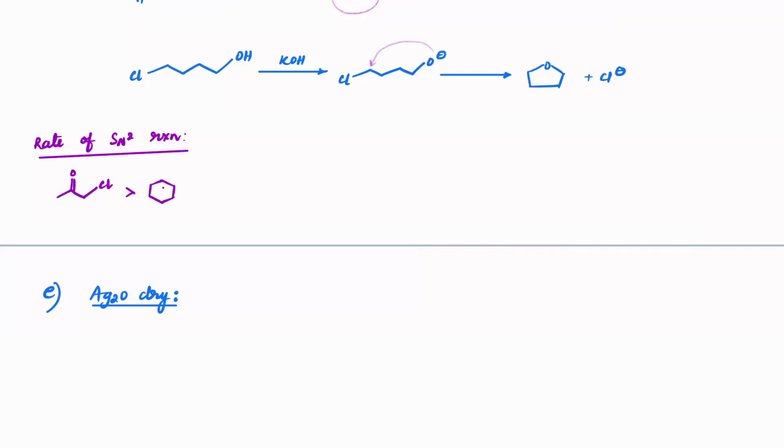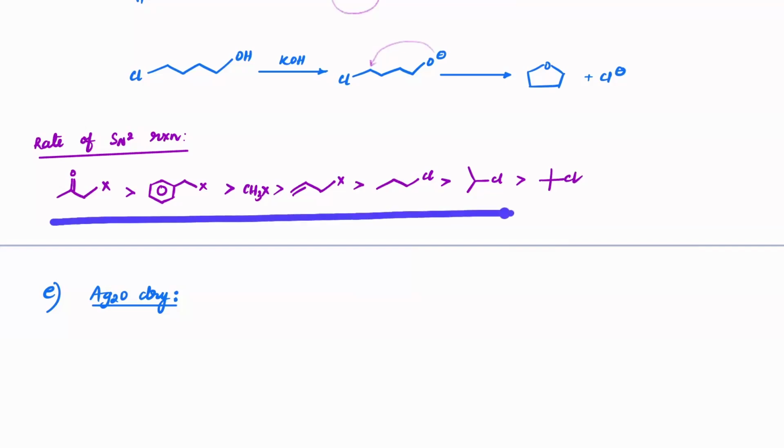Then we have benzyl halides. Chlorides or any halogen here. So let me write down this as the halogen instead of chloride only, like this. And then we have CH3X, and CH3X will be slightly lesser than allyl. And after that you have primary, and then we have secondary, then we have tertiary. Okay. So this is the typical order you should follow while writing for SN2.